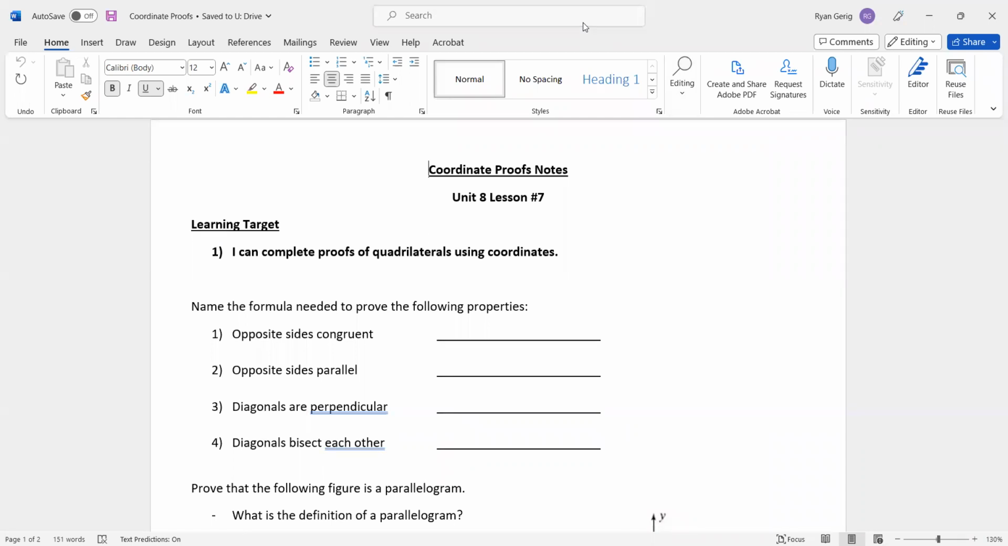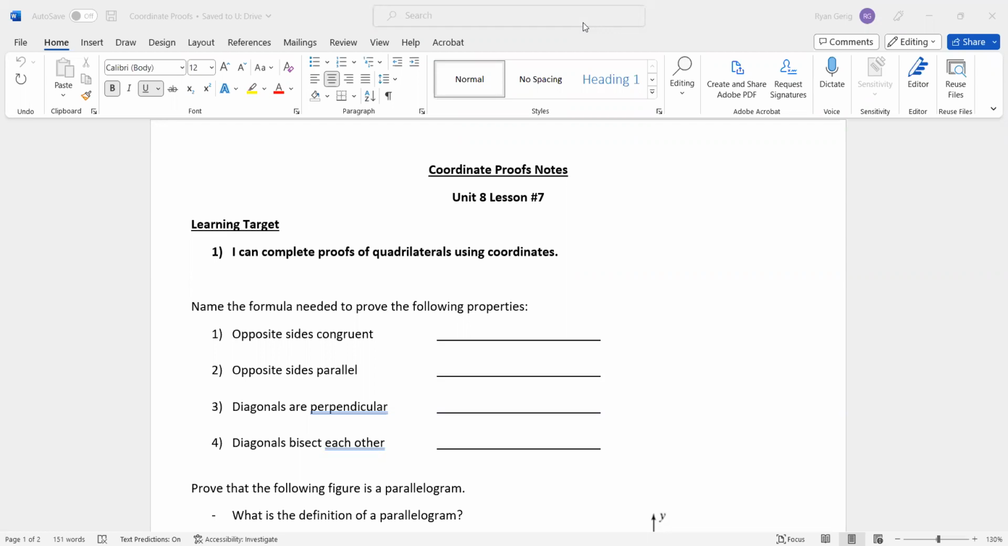So we're going to do some proofs, not old school proofs like you're used to with the 2 columns and all that. You'll see what they look like here in a little bit. They're not as bad. But before we get started, I'm going to show you how what we did yesterday applies to today. So name the formula needed to prove the following properties, which we've talked about all of these properties.